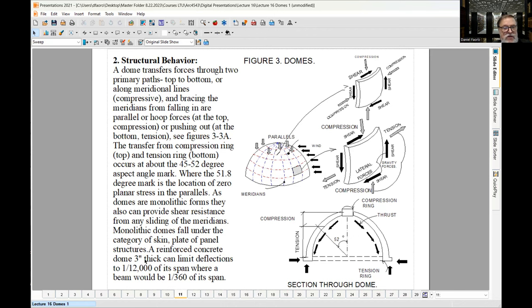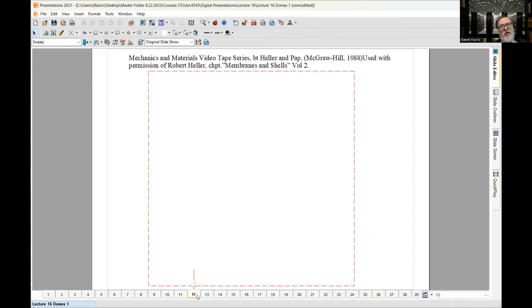A reinforced concrete dome 3 inches thick can limit deflections to 1/12,000 of its span, where a beam would only be 1/360. Well, why is that? Domes are inherently more efficient shapes. Uniformly loaded, as you notice, they look like a moment diagram in cross-section. I won't have time to go over this one, so probably won't do that today.